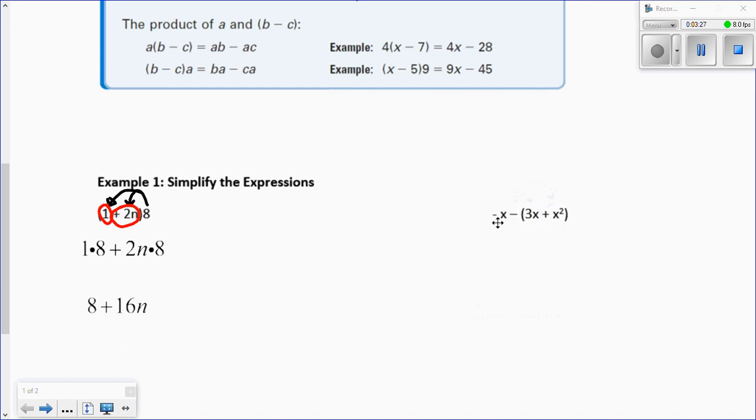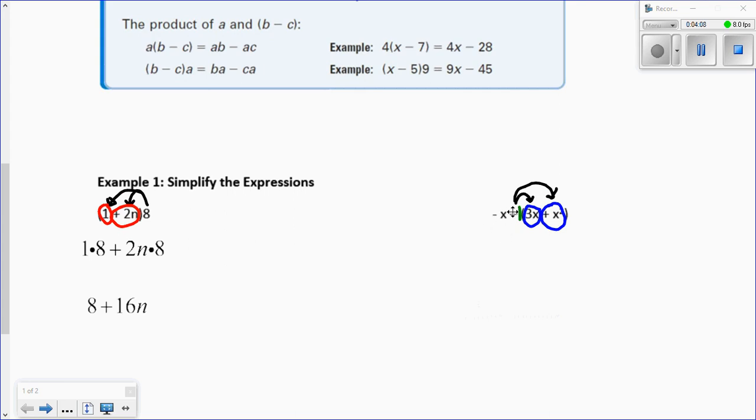Here's another example. We have negative x minus the group 3x plus x squared. So there's no number being multiplied with the group that we can see. But really there actually is. It's that invisible 1 there. So what's actually getting multiplied with that parenthesis group is a negative 1. That's what I need to distribute to both the 3x and the x squared. Those were my two terms. So I'm going to multiply negative 1 times 3x and the x squared.